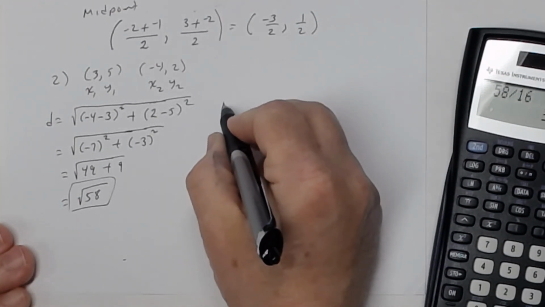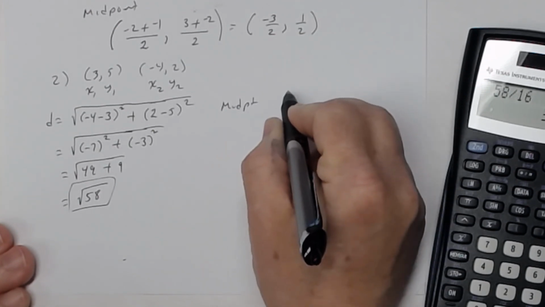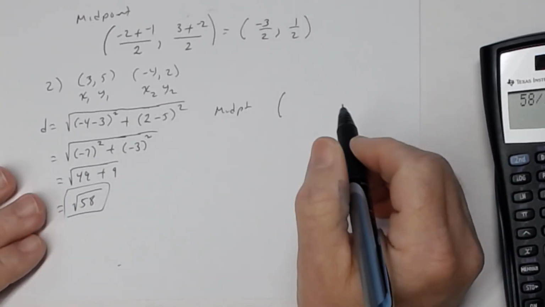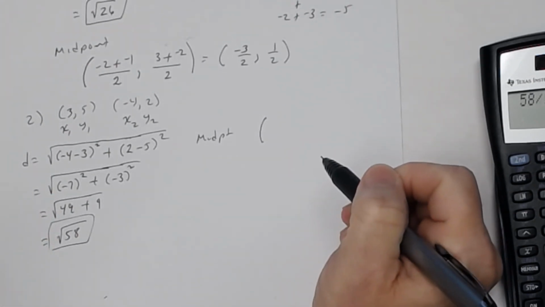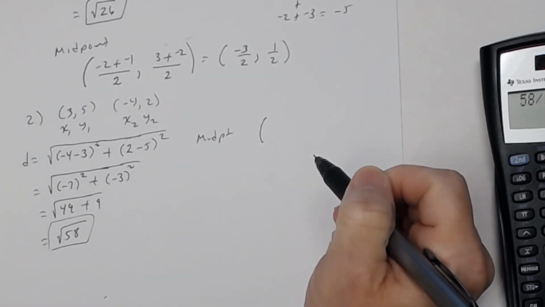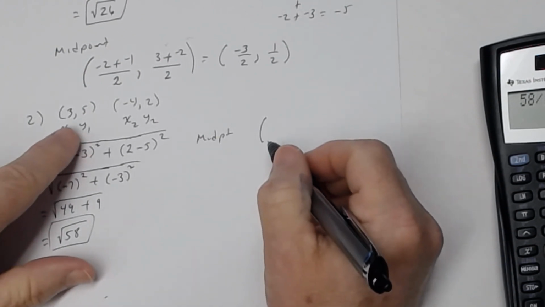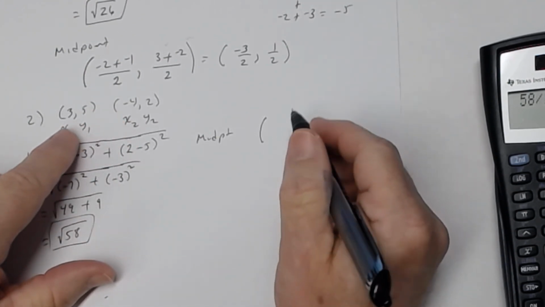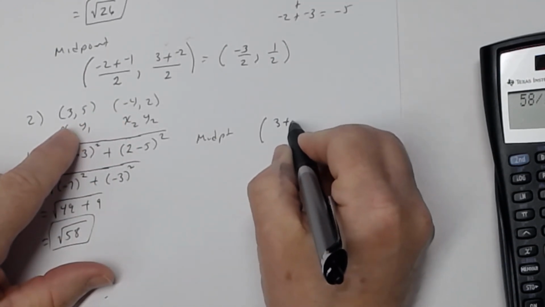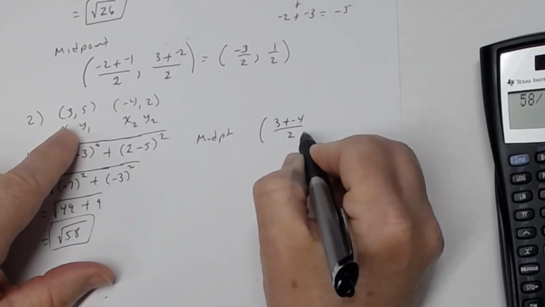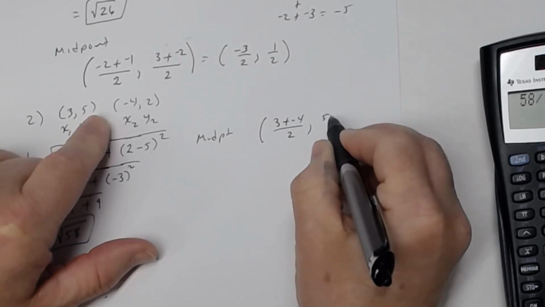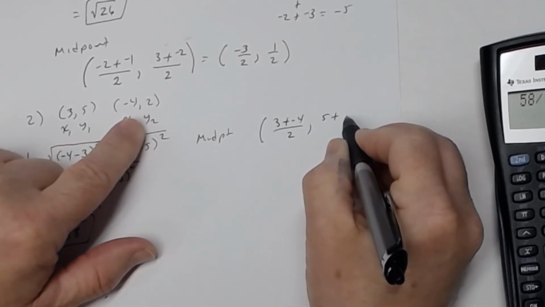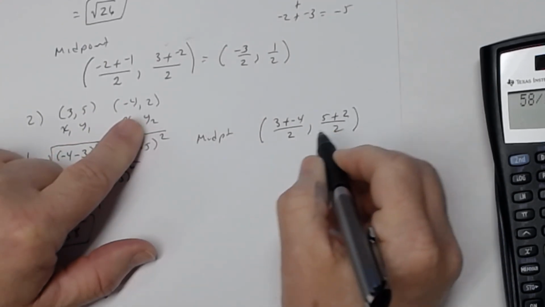Now the midpoint, remember the midpoint's a point, so you have to put that in parentheses. If you didn't put in parentheses, you wouldn't get full credit. All right, so everything you write has to be mathematically correct. Okay, so for the midpoint, you're going to add the x coordinates together this time. So you're going to say 3 plus a negative 4, always divide by 2 because that's the middle, and then 5. So you add your y coordinates now, 5 plus 2 divided by 2.